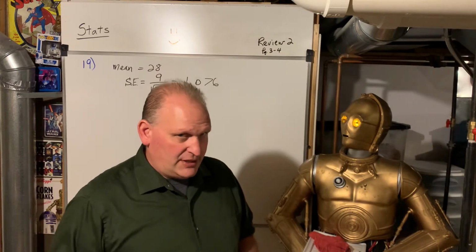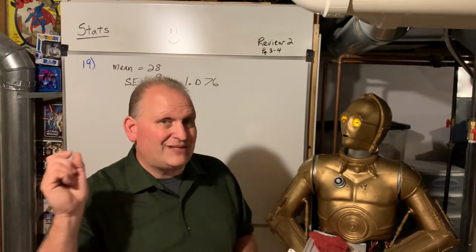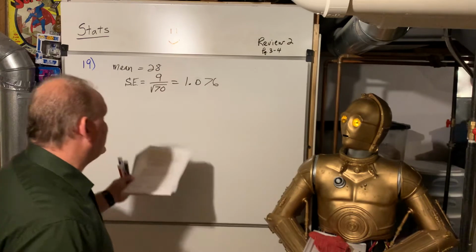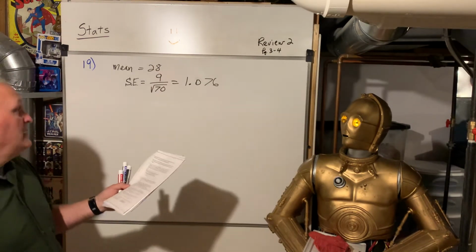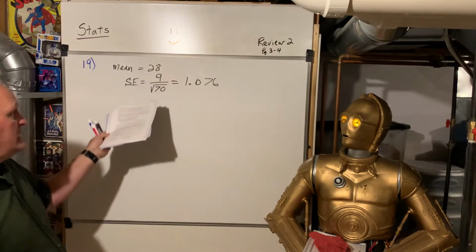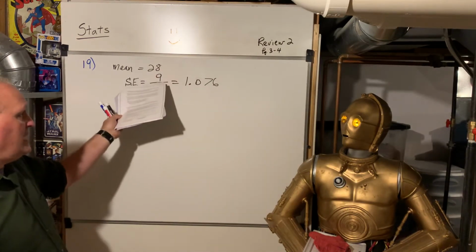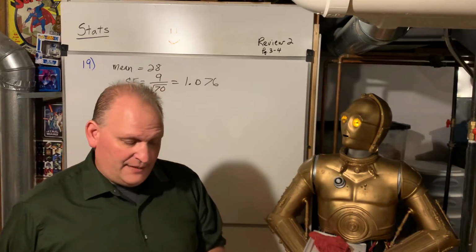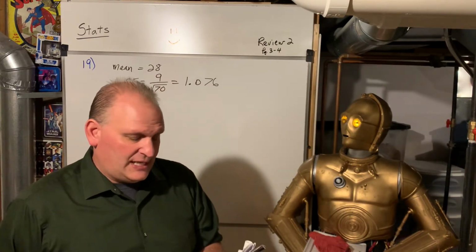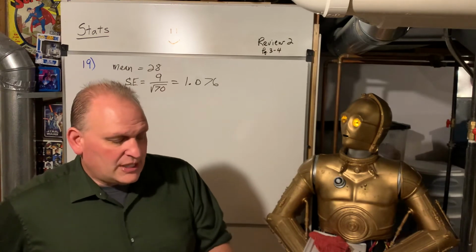So a lot less variation. Remember, standard deviation is a measure of spread. So whenever you have a sample, you've got to fix the standard deviation. The mean will still stay roughly the same, and we get to just reuse the mean. But the standard deviation we have to fix by taking it and dividing it by the square root of whatever the sample size is.